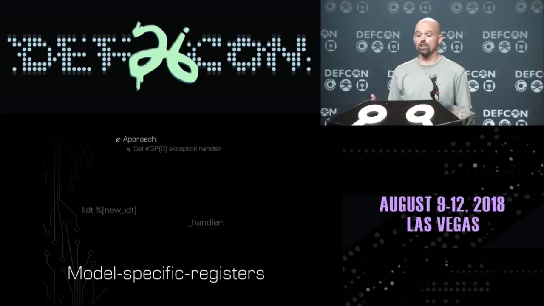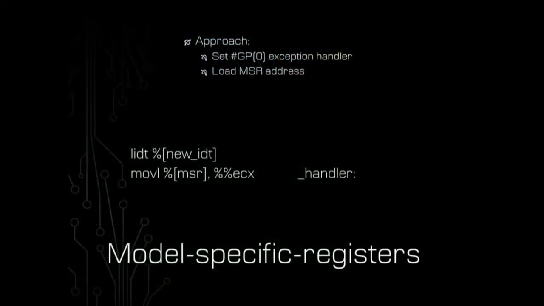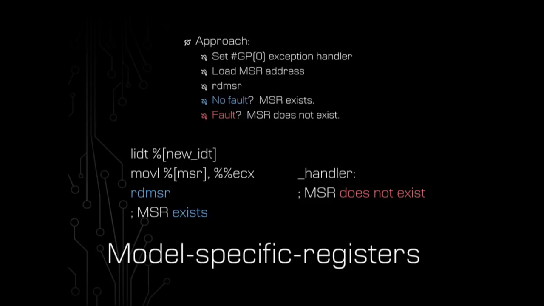So this one's pretty easy to solve. Basically, you can set the general purpose exception handler on the processor to point to some handler under your control. You can do that with the LIDT instruction. Then you can load up an MSR address that you want to check. Let's say you want to figure out, does MSR number 1337 exist on my processor? Well, load that number into the ECX register and then execute the read MSR instruction. Now, if you don't get a fault from that read MSR instruction, you know that that MSR exists. If you do get a fault, if your handler gets control, you know that that MSR doesn't exist.